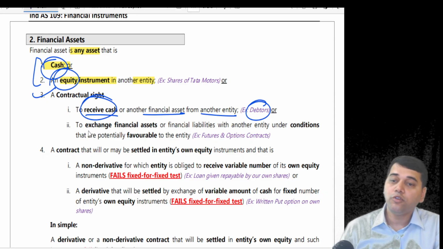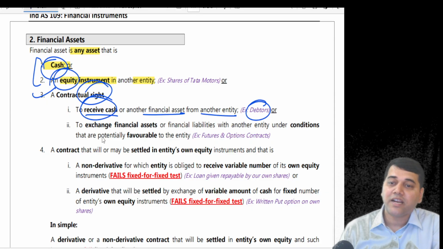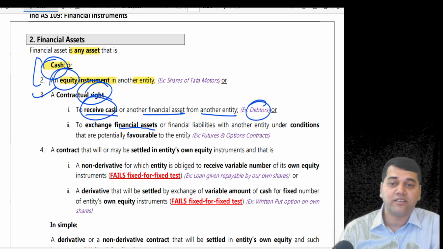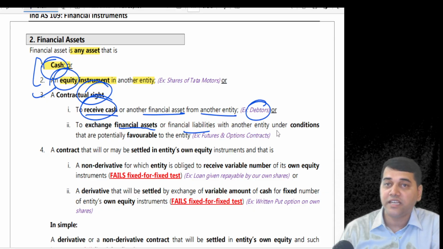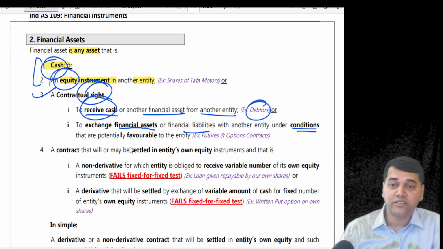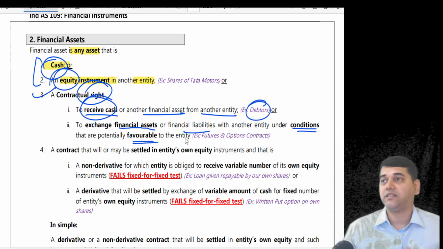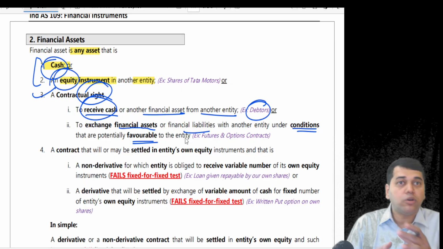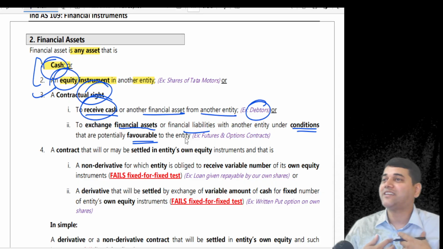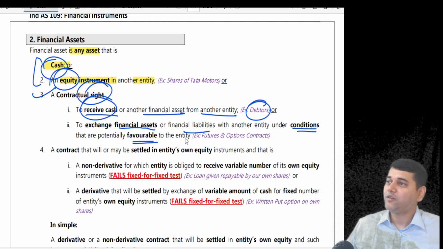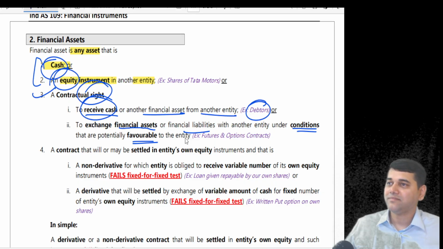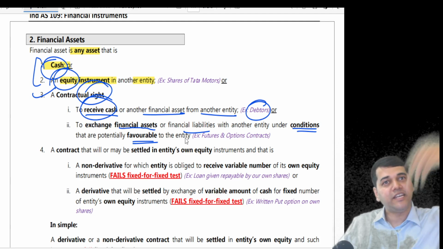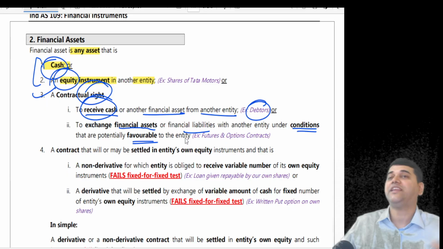Now then they said, look, you have got a contractual right to exchange the financial assets or financial liabilities with another entity under conditions that are potentially favorable to the entity. That means I entered into a contract. Tomorrow that contract turned to be favorable to me. Do you have an example? And somebody has agreed to give you cash or financial assets.